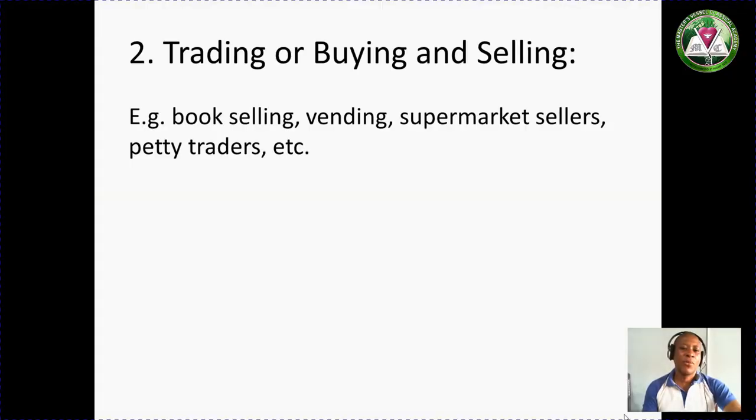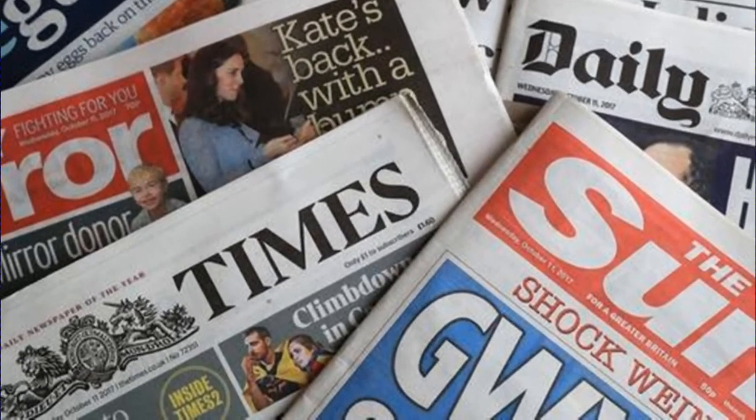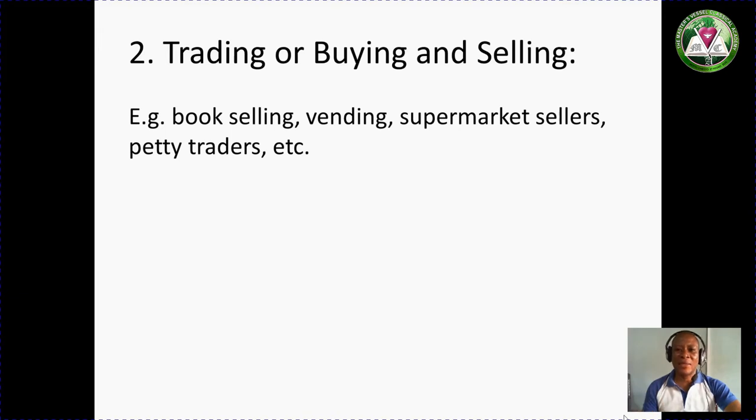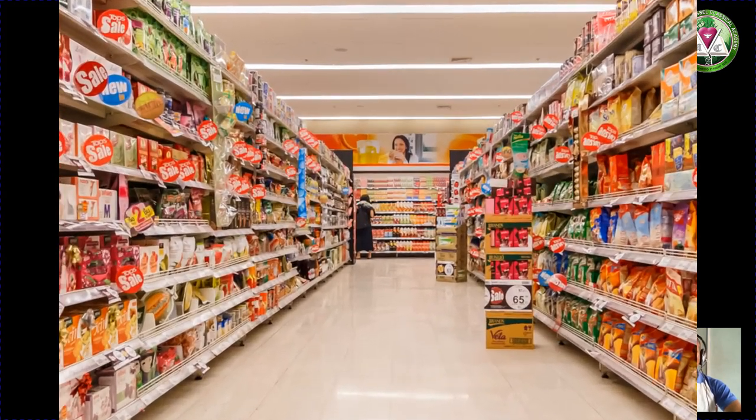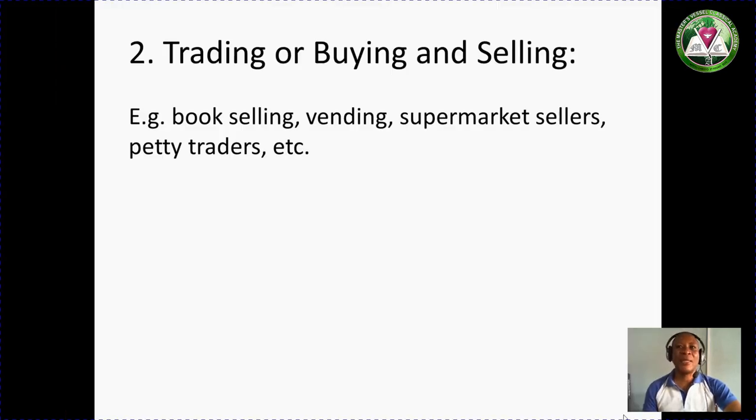book selling. By book selling, we can see it from the angle of people selling books in bookshops, where we go to buy our book materials. Then another type of trading or buying and selling is vending. When we talk of vending, we are simply referring to those who sell newspapers and magazines. Apart from this, we have supermarket sellers. You already know what a supermarket is.